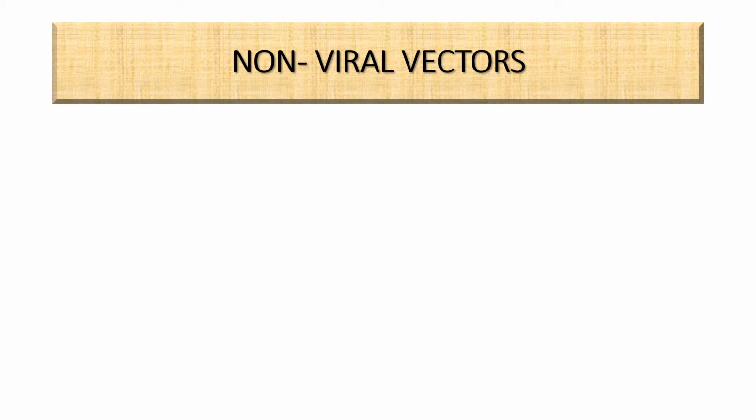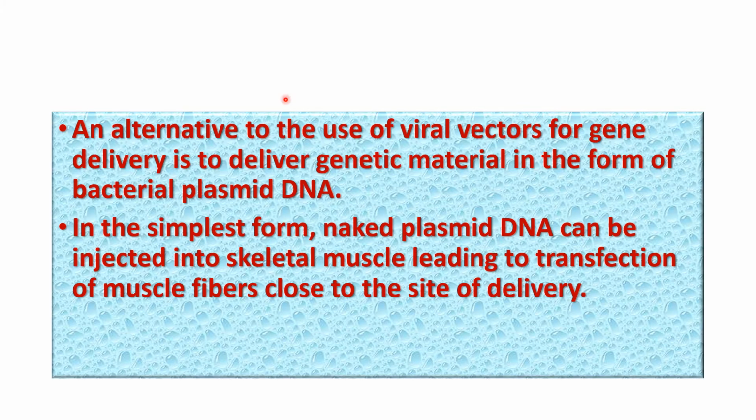How about non-viral vectors? An alternative to the use of viral vectors for gene delivery is to deliver genetic material in the form of bacterial plasmid DNA. In the simplest form, naked plasmid DNA can be injected into skeletal muscles, leading to transfection of muscle fiber close to the site of delivery.